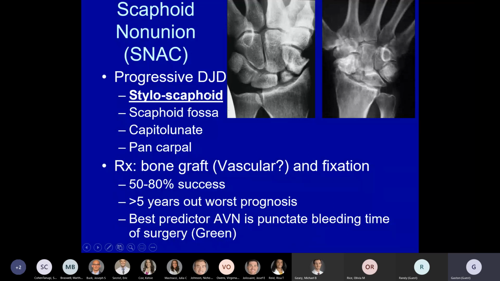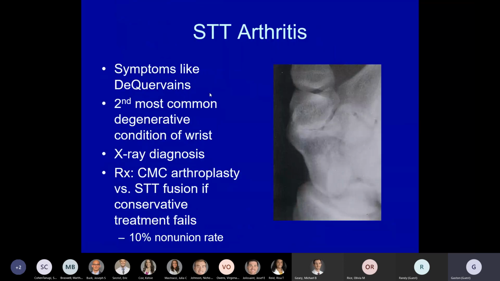Styloscaphoid arthritis is the first stage of SLAC wrist, and we talked about the other stuff. In determining is it AVN or not, the best predictor is punctate bleeding at the time of surgery. Again, I think they're going to want your indication for vascularized graft to be a displaced non-union with AVN. STT arthritis is the second most common wrist arthritis.